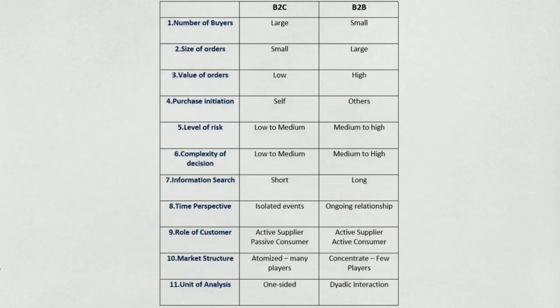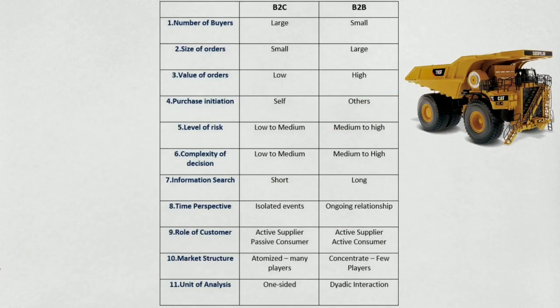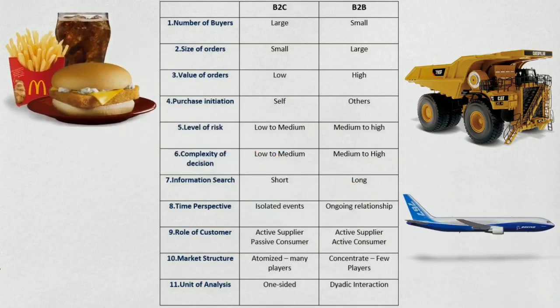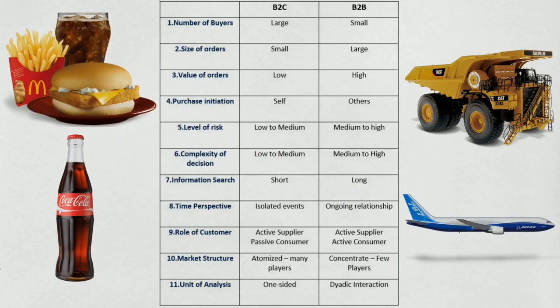Number 1. The number of buyers for B2C is usually large. Think about McDonald's serving over 1 billion meals, and the number of buyers for B2B is usually small, like Caterpillar, which will usually sell a couple hundred large equipment to a construction builder. Number 2. The size of orders is usually small. Example, a Coke bottle or a chocolate bar. For business to business, the size of orders is usually large. An example, the aviation company I worked for used to manufacture pressure vessels weighing over 1 ton and extremely large in size.